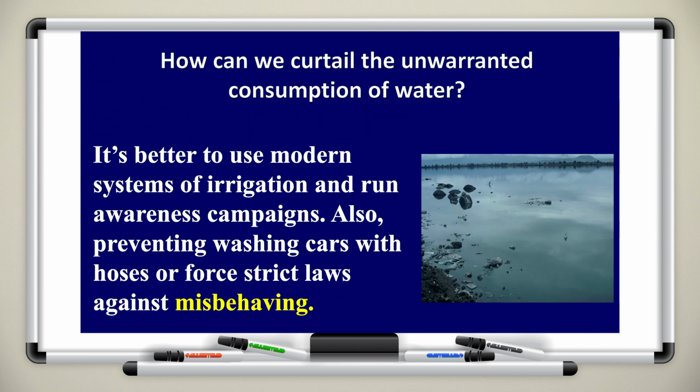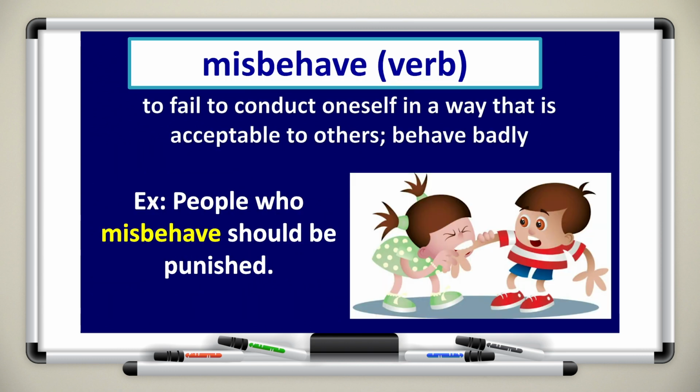Now, it's better to use modern systems of irrigation and run awareness campaigns to curtail the unwarranted use or consumption of water. Also, we can prevent washing cars with hoses or force strict laws against misbehaving. Misbehaving is failing to conduct oneself. For example, people who misbehave should be punished.